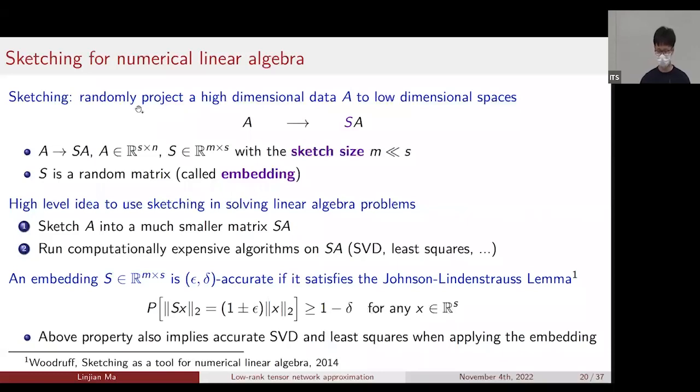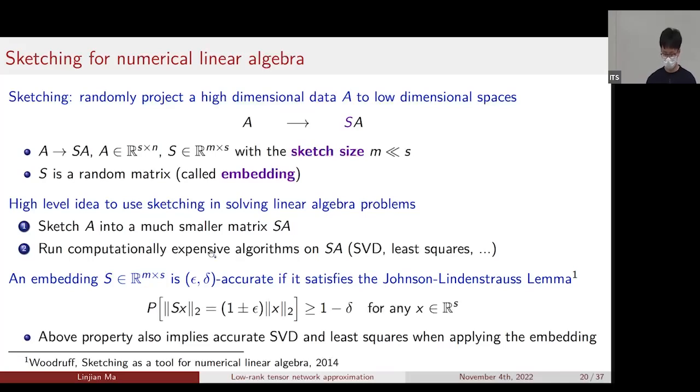Sketching randomly projects high-dimensional data, let's say we have data A, to low-dimensional spaces. What it does is very simple. It just multiplies a random matrix S to the left of A. We can also multiply this one to the right, by the way. For the case where S is left-multiplied with A, we denote the number of rows of S as the sketch size, and s is usually way less than the number of rows of A, which is m. And this S is also called an embedding. So we embed this A into some low-dimensional space.